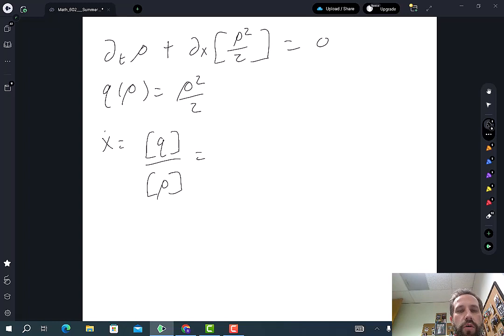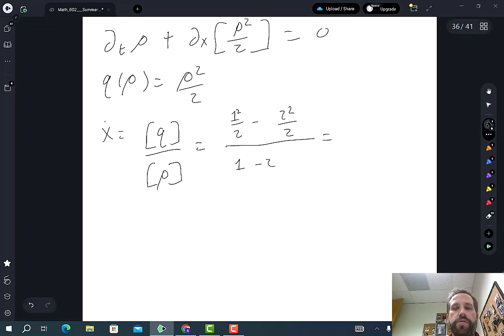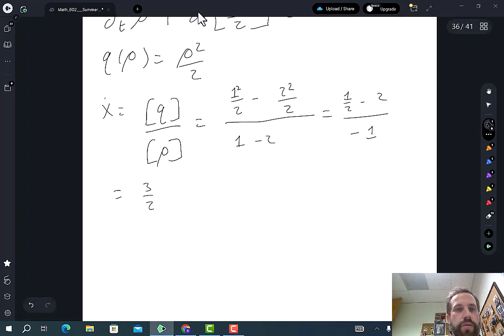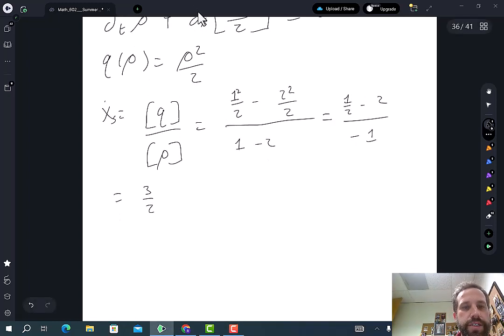The jump in q is rho squared over 2, so to the right, rho is equal to 1, so this is 1 squared over 2. To the left, it's 2 squared over 2. And in rho, it's going to be 1 minus 2. So this is going to be 1 half minus 2 over minus 1, or 3 halves. And so this is equal to 3 halves. This is the shock speed, I should say.